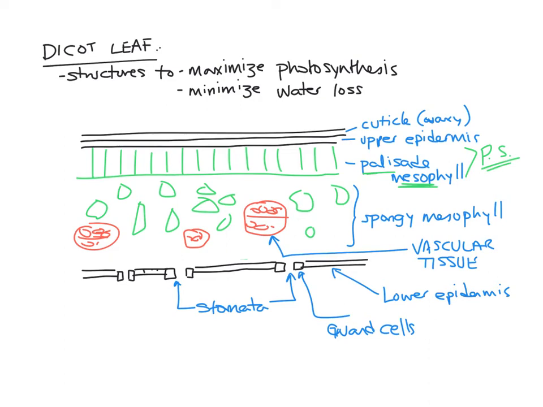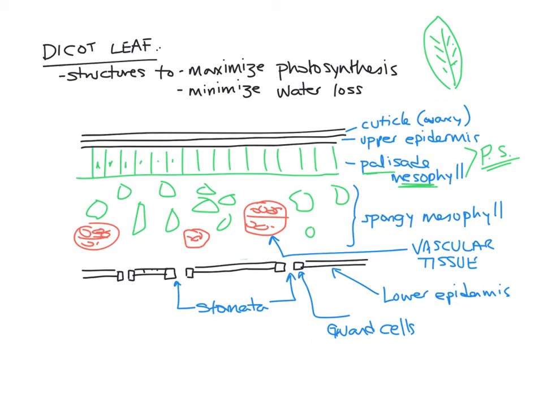And if you look at a leaf from the top view, okay, I'm just going to do the dicot leaf here. It's a flat blade. It's usually shiny on top, and it's not nearly as shiny on the bottom. And so you want to make it as efficient as possible. So the more cells that you can have with chloroplasts here, the more photosynthesis you can have. Okay.